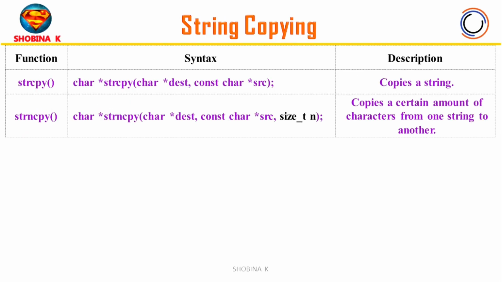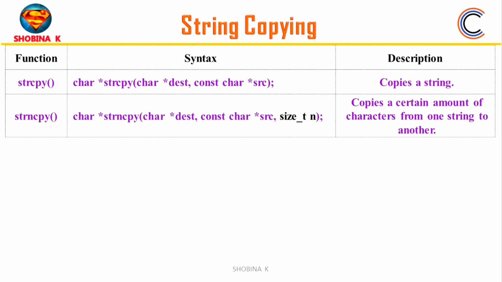And next we have the strncpy function. The strncpy function is used to copy at most n characters from the source string to the destination string. Look at the syntax. Char asterisk indicates that the function returns a pointer to a character. strncpy is the name of the function. Char asterisk dest, const char asterisk src, size_t n. These are the parameters of the function.